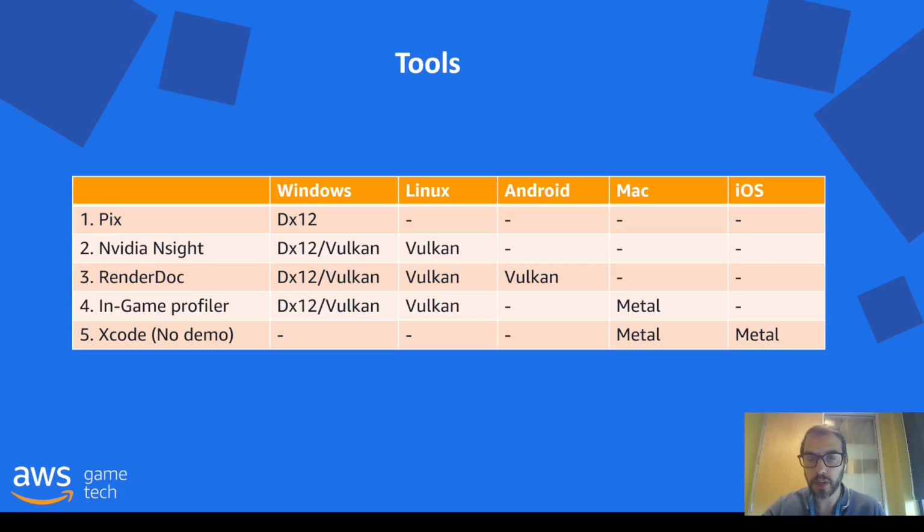So PIX is available on DX12 for Windows. Nvidia Nsight is available on DX12 and Vulkan. It applies to Windows and Linux. RenderDoc is available on, again, DX12 and Vulkan, and it's available on Windows, Linux, and Android. And the in-game profiler works on all backends, and it only works on the desktop platforms at the moment: Windows, Linux, and Mac. It does not work on the mobile platforms because mobile platforms use TBDR GPUs, so doing very accurate timestamp-based queries don't work.